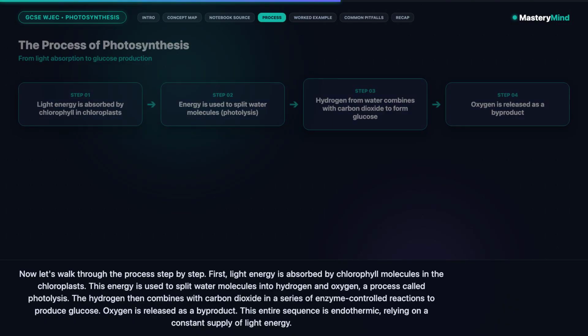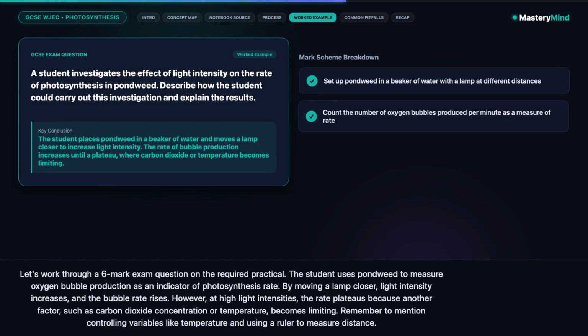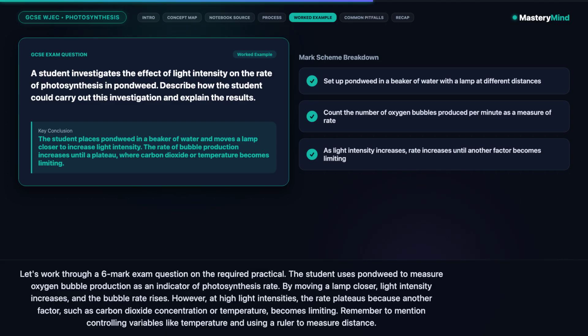Let's work through a 6-mark exam question on the required practical. The student uses pondweed to measure oxygen bubble production as an indicator of photosynthesis rate. By moving a lamp closer, light intensity increases, and the bubble rate rises.